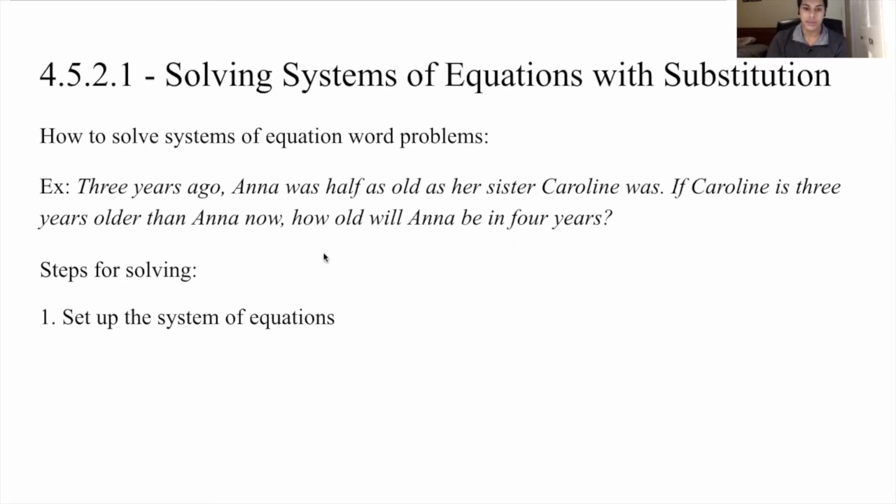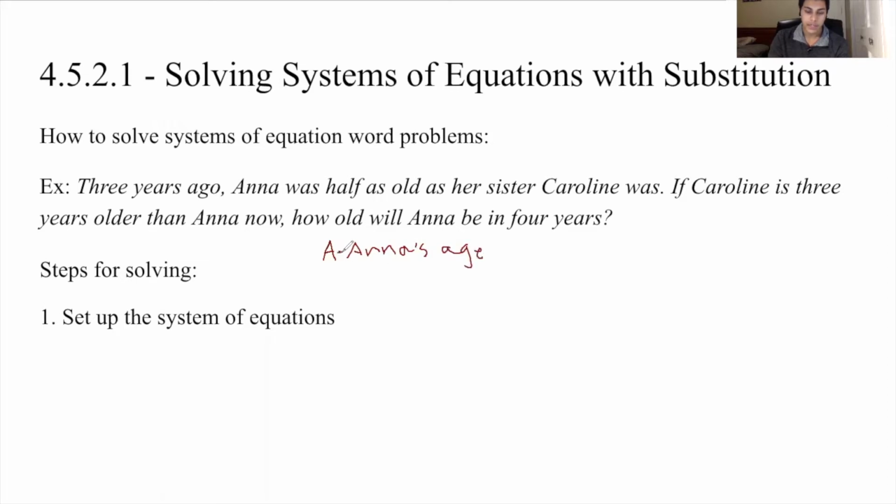So it says in the question, how old will Anna be in 4 years? It doesn't really matter what the rest of the question says, but if we're solving for the age of somebody named Anna, then we need to come up with a variable representing how old Anna is right now. So we're going to call that variable A. So A represents Anna's age.